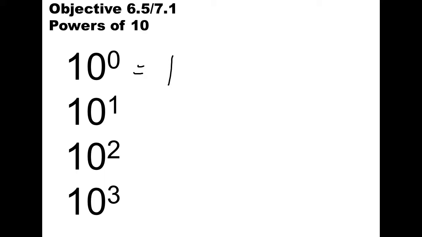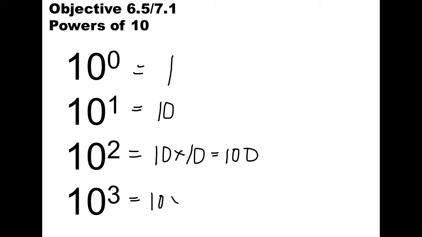So 10 to the first is going to be 10, and that's just it. So 10 to the second is 10 times 10, which equals 100. 10 to the third equals 10 times 10 times 10 equals 1,000.